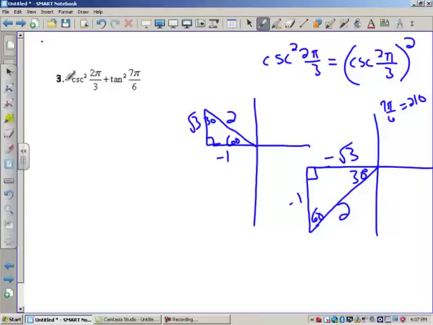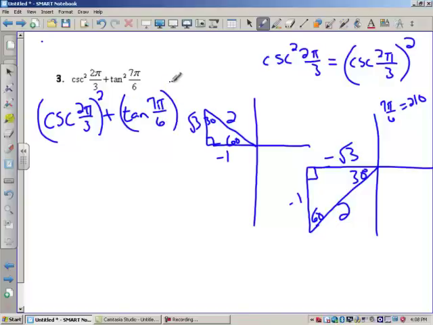Alright, so let's answer these. I'm going to rewrite it though. I want to do the cosecant of 2 pi over 3. Find that fraction and square it. That's what this means. And then I want to do the tangent of 7 pi over 6. Find that fraction and square that.